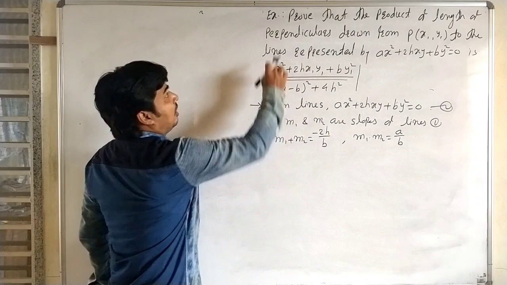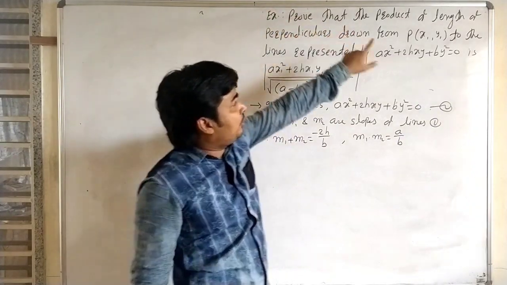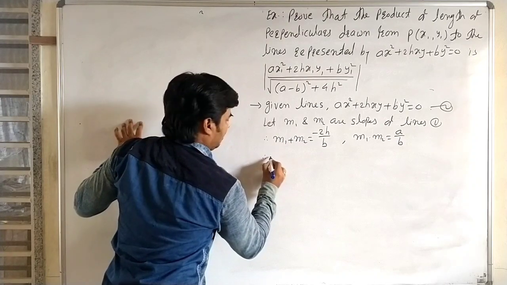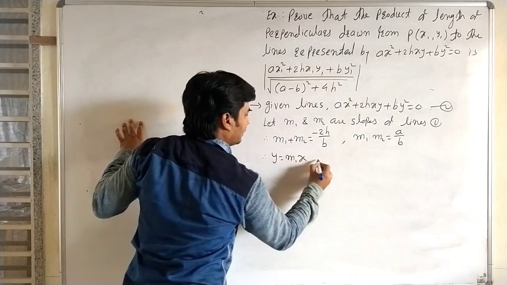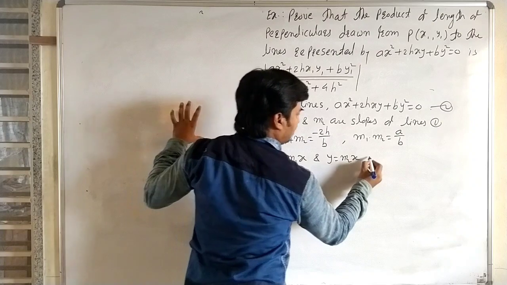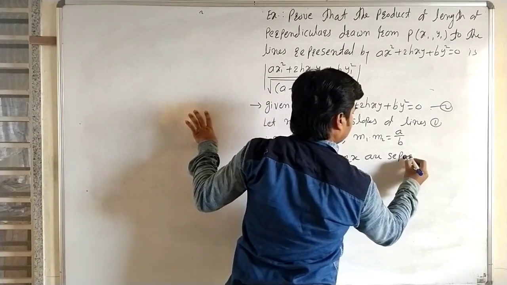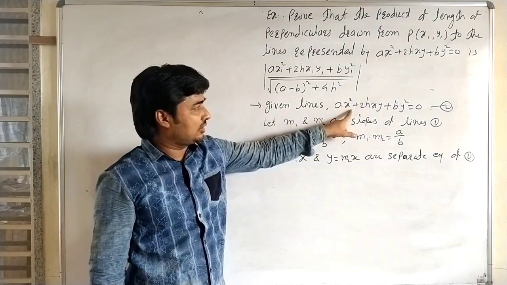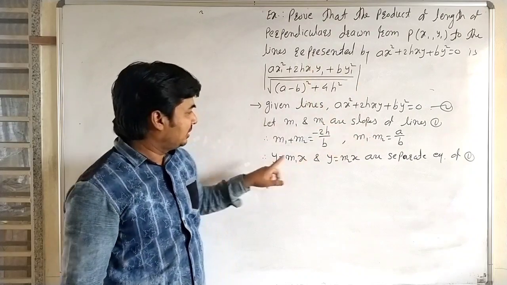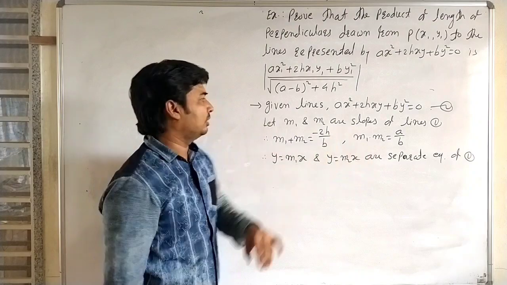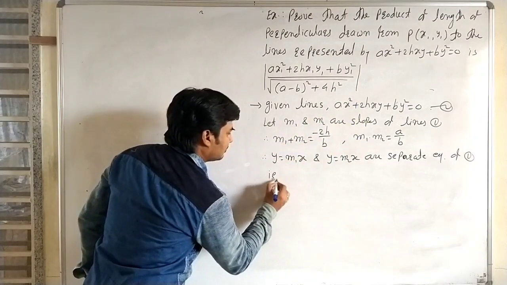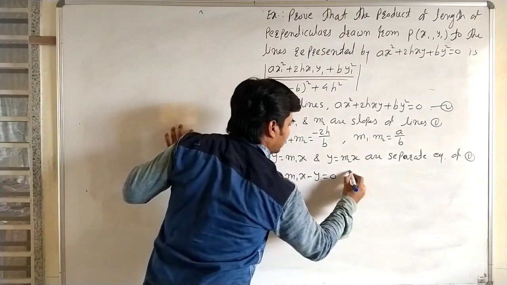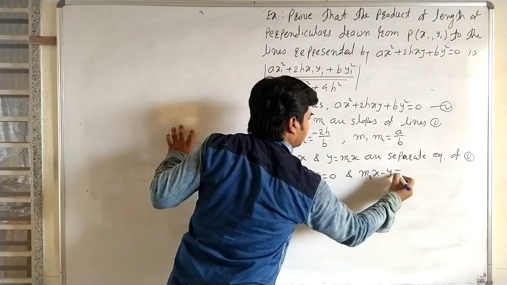Now here we find the product of length of perpendiculars drawn from the point to the lines. Okay, here this equation represents two lines. First we find the separate equations. Here m1 and m2 are the slopes of two lines passing through origin. Therefore y is equal to m1x and y is equal to m2x are the separate equations of the lines. That is, m1x minus y equal to 0 and m2x minus y equal to 0 are the equations of the lines.